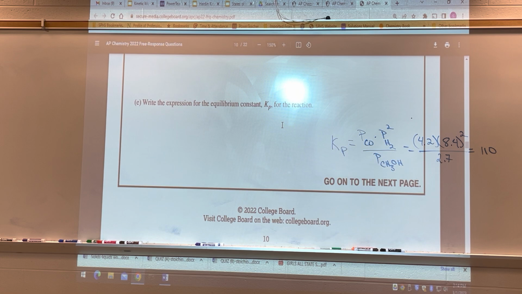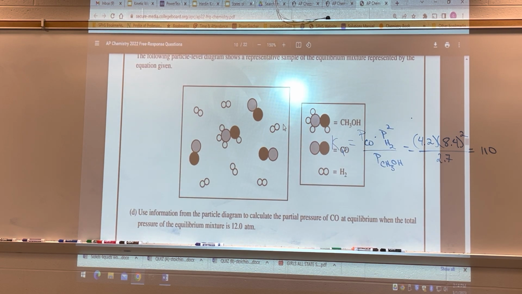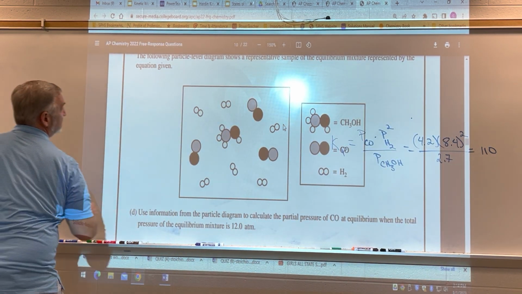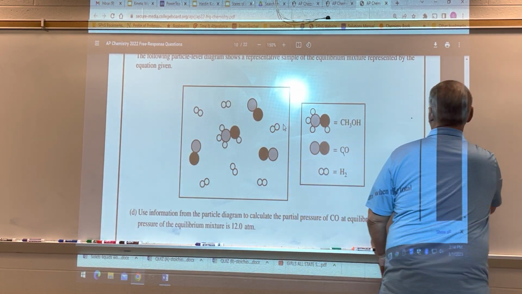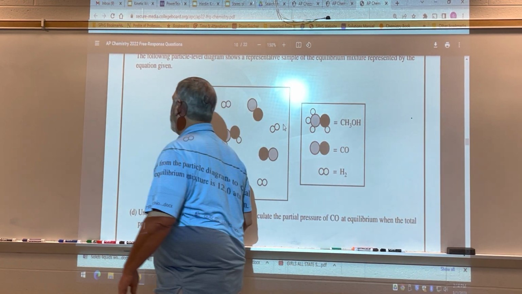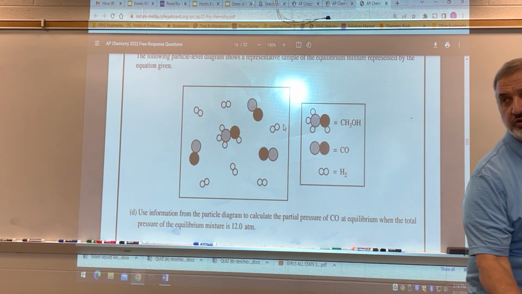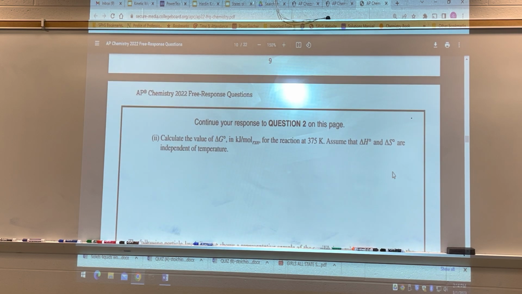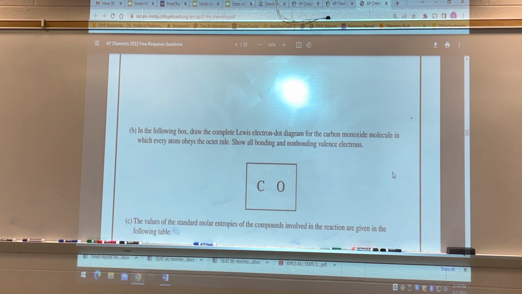All right, so if we go here and look, the following particle level, this is just kind of flashing back. This is a little bit of a review. Here's a particle level diagram, shows representative sample of the equilibrium mixture represented by the equation given. I cannot read or write, speak. I can't do anything today. Now the equation, it's at the top. Here's the equation at the top. So we're going to always go by this one.